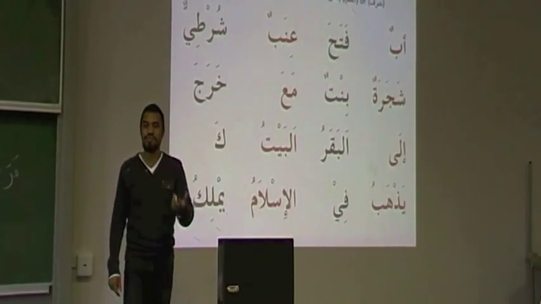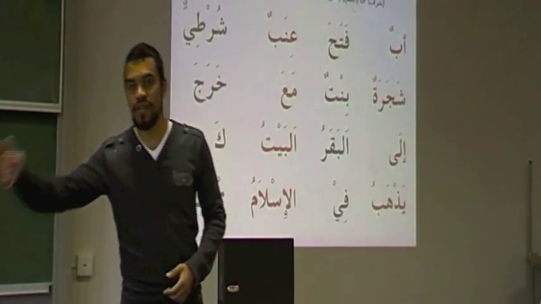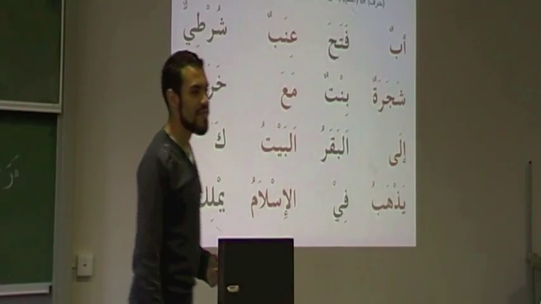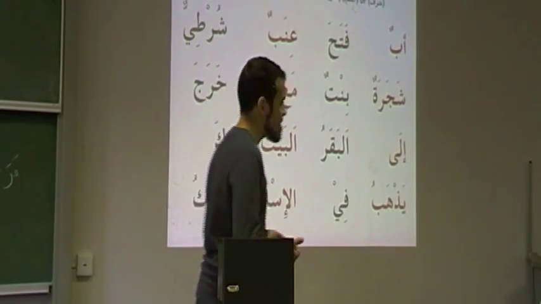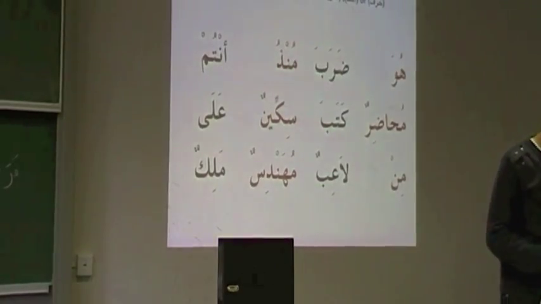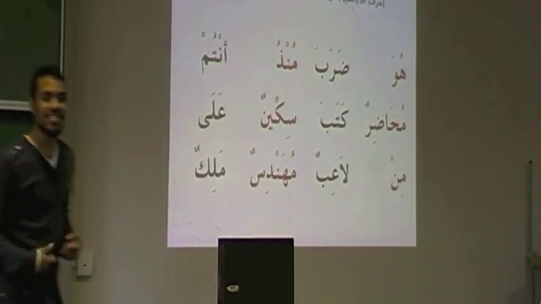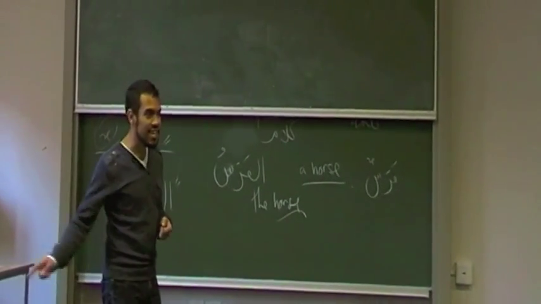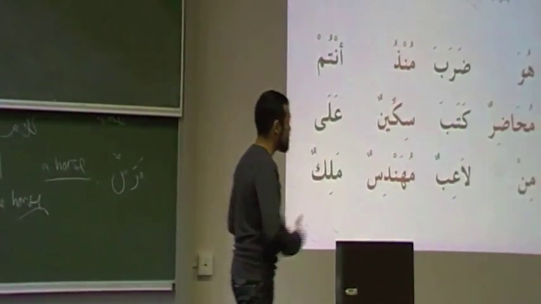Ka, connector. It means like or similar to. Kabaitin kabirin, like a big house. And yamliku, it's a verb. And you're going to pick up how we denote present tense verbs. They mainly start with ya. Huwa, quickly. He, it's a noun. Muhadirun, ism, it means a lecturer.